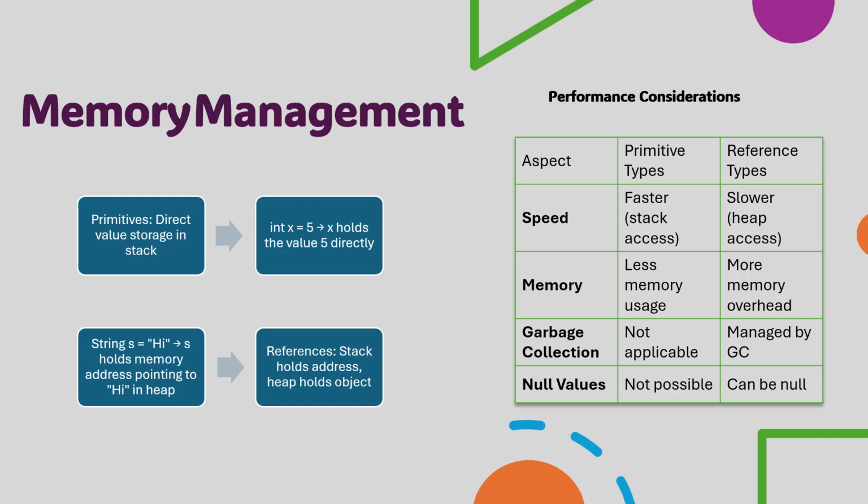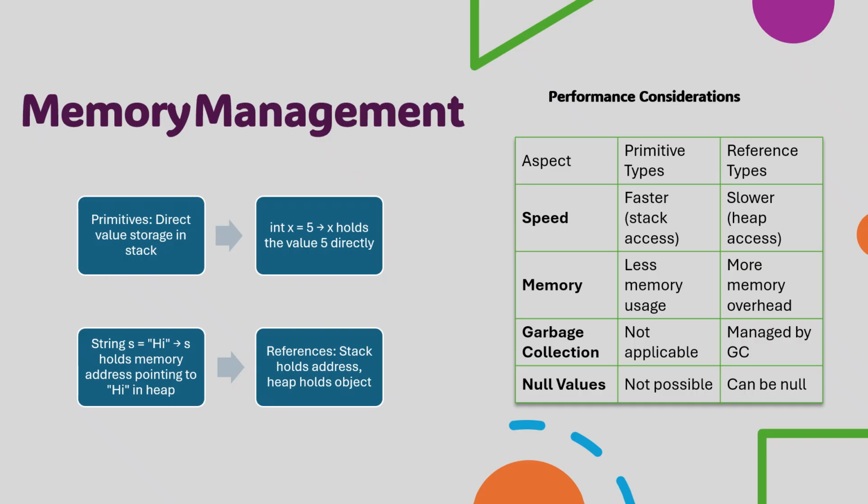For example, we have the integer equals 5 and it holds 5 directly. This is just the difference between primitive and reference data types. Over here, you will see that we have the integer storing 5 directly. It holds this in the stack directly. But over here, you could see that we have a string data type, and a string is a reference data type. So the string variable s is assigned to "hi".